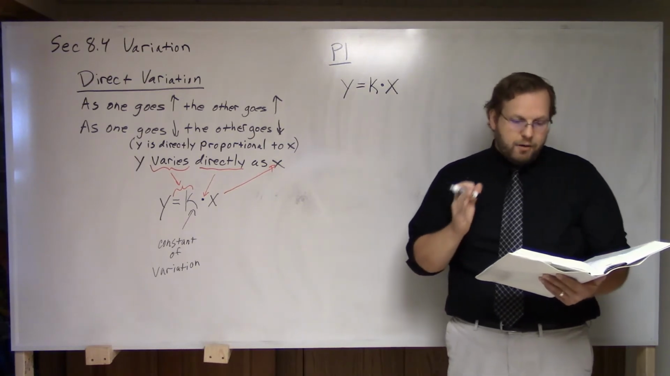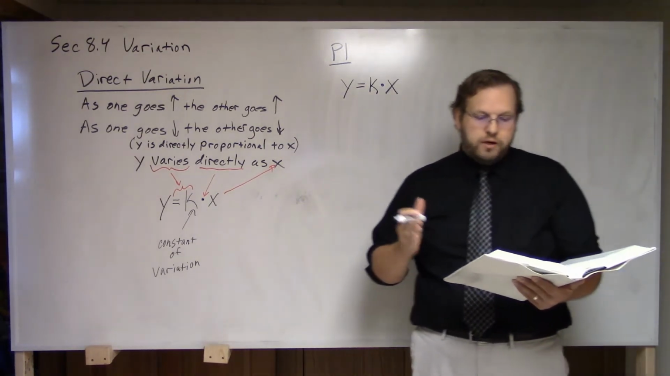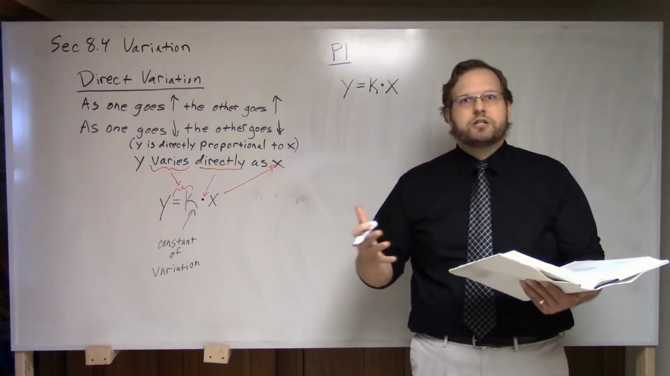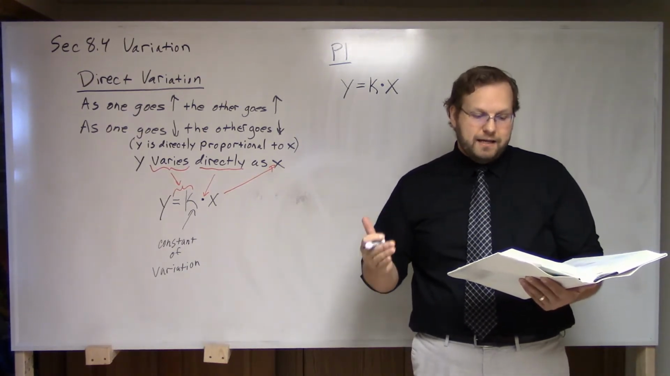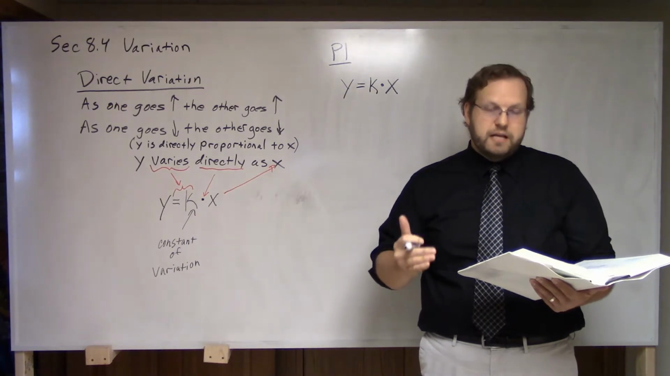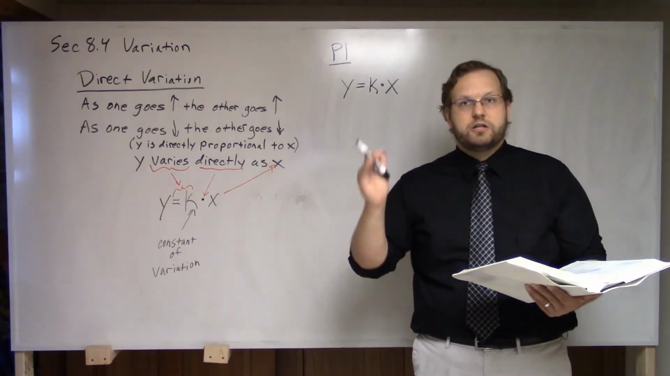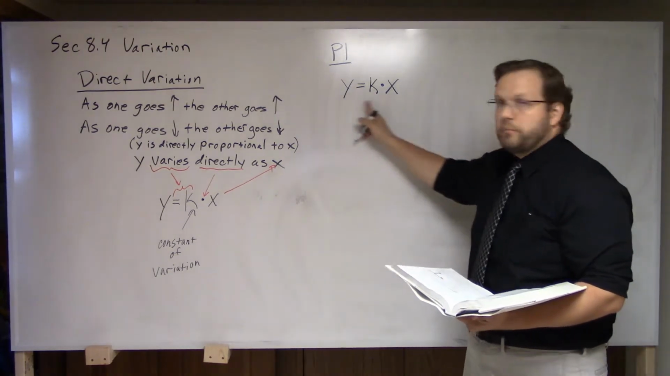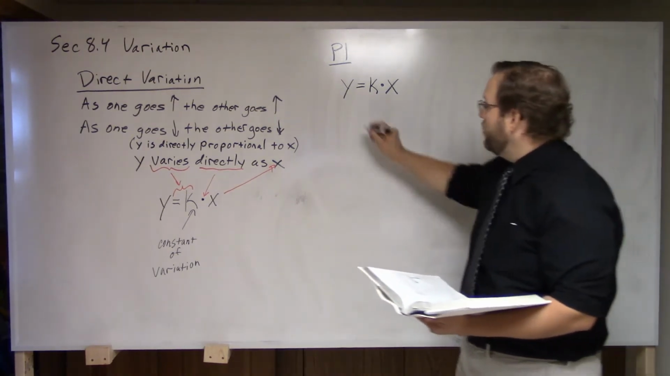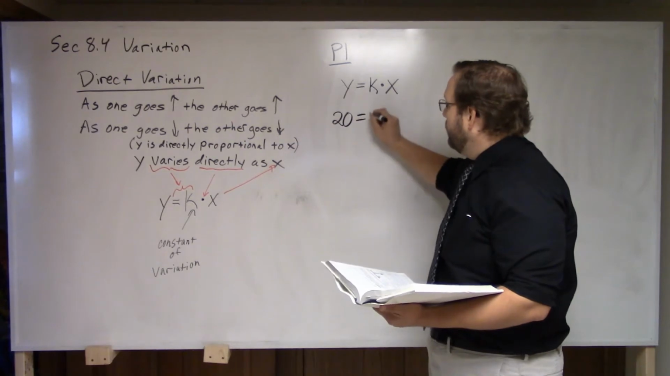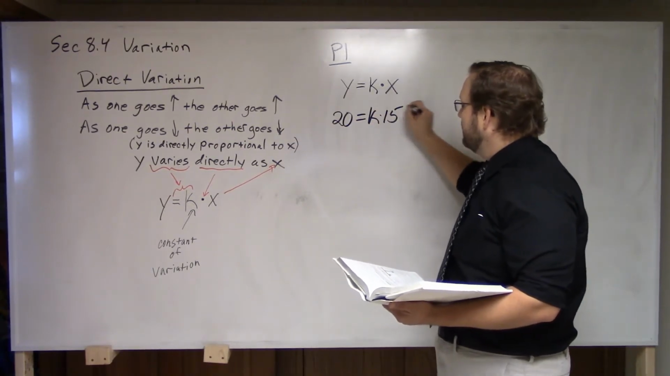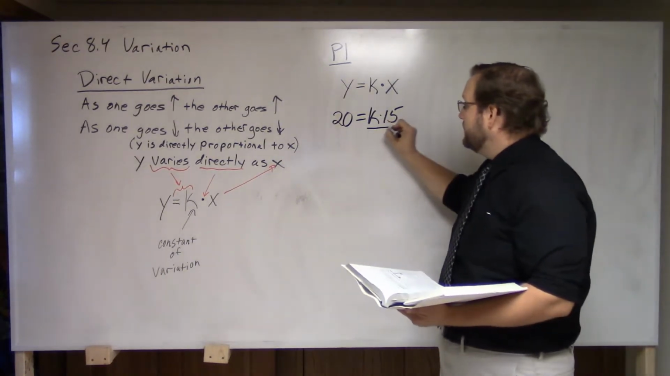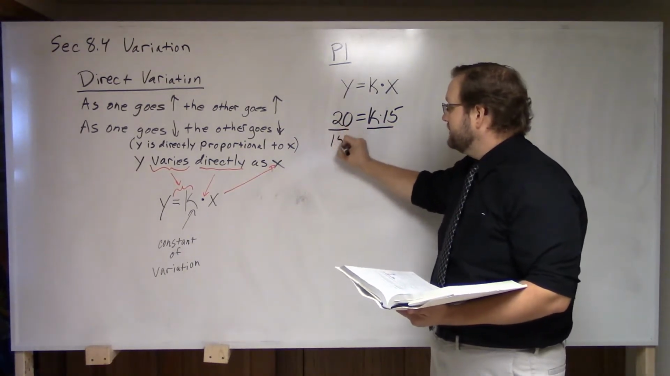Now it then says y is 20 when x is 15. So that's one measured collection of values. Find the constant of variation and the direct variation equation. So we have this formula, and then they tell us that we know that y is 20 when x is 15. I then can solve for that constant.